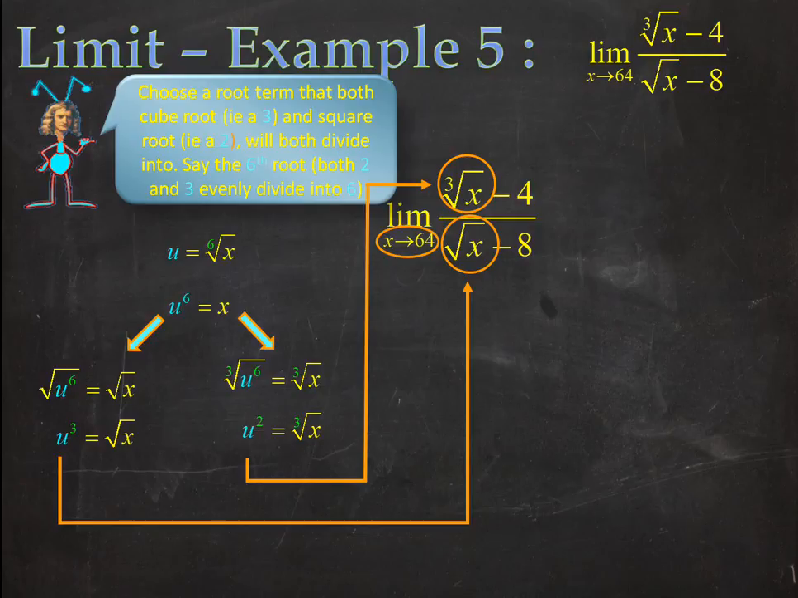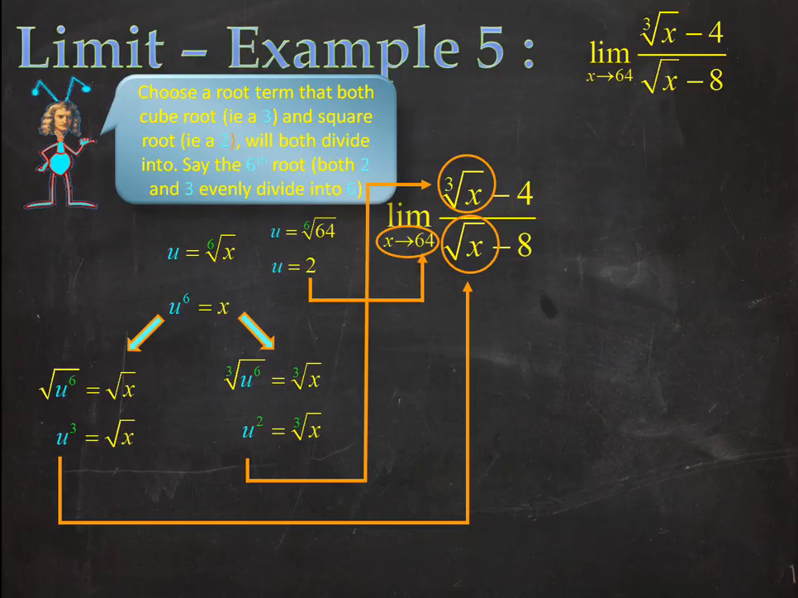Now don't forget, x goes to 64, so I've got to figure out where u goes to. So look back at u equals the 6th root of x, where we started. And because x goes to 64, just substitute 64 in for x. So u equals the 6th root of 64, or in other words, u then would equal 2. So x goes to 64, I can make the substitution, u goes to 2.